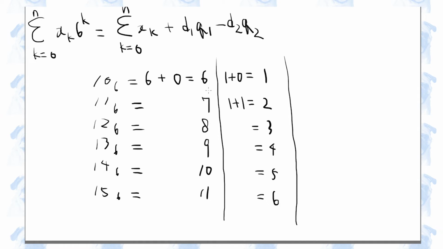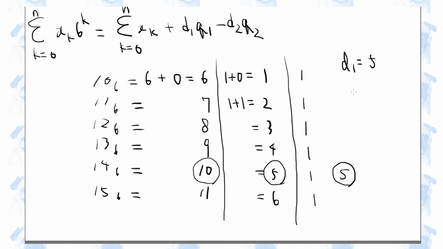What are the common factors of 6 and 1? 1. 7 and 2, just 1. 8 and 3, 1. 9 and 4, 1. 10 and 5, 1 and 5. 11 and 6, just 1. So we can see that a base 6 number is divisible by 5 if and only if the sum of all its digits is divisible by 5. Therefore, D1 is 5 and D2 is also 5.